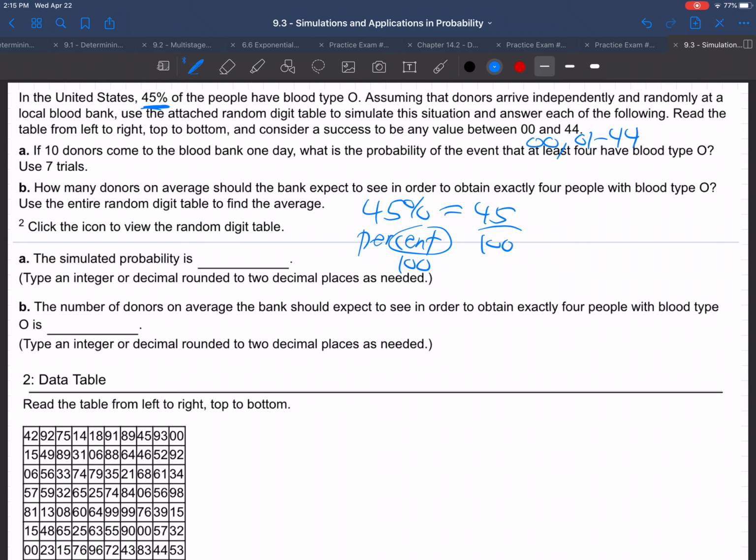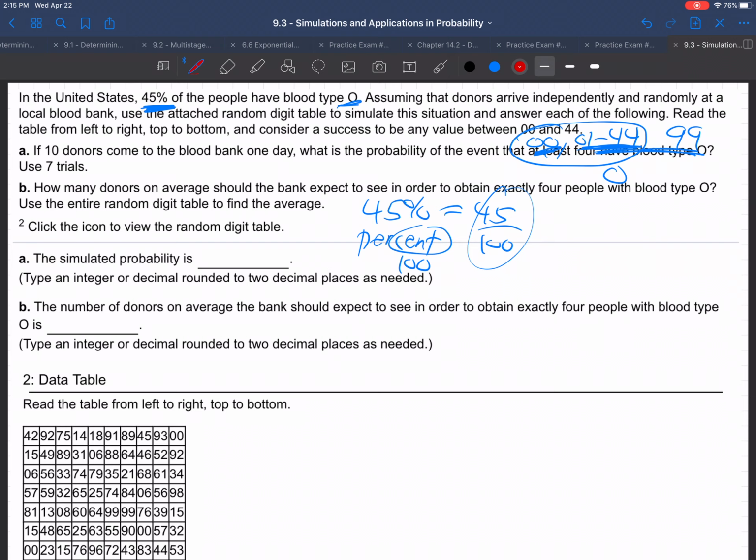See how that's 45 digits, because 1 through 44 is 44, and then one more. That's 45 digits out of 100, since it could go all the way to 99. 1 through 99 is 99, and then the 00 makes 100 digits. So we're assigning 45 out of the 100 digits to be type O blood, making the digit simulation match reality. 45% of the people that come into a blood bank in the United States have type O blood, so we made 45 out of every 100 two-digit numbers be type O blood.